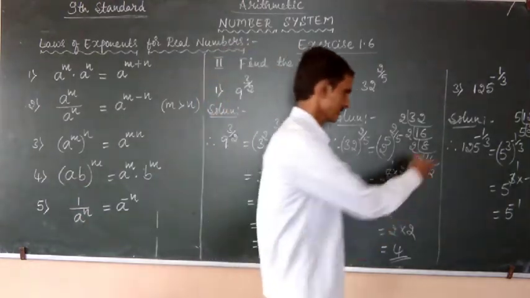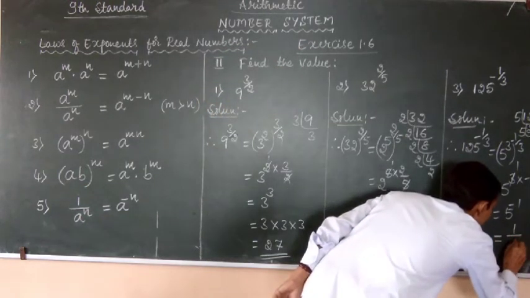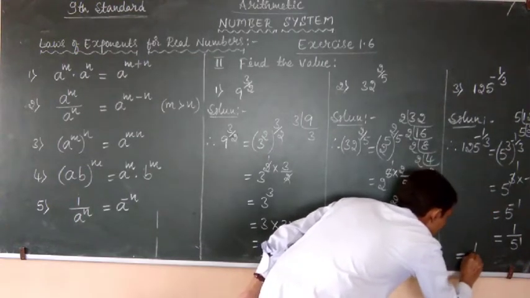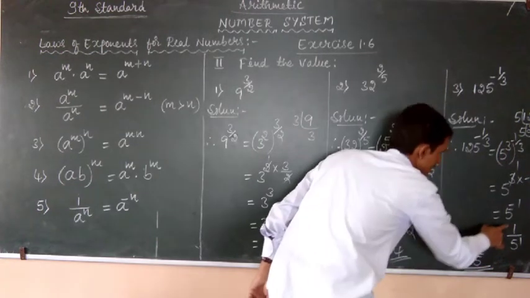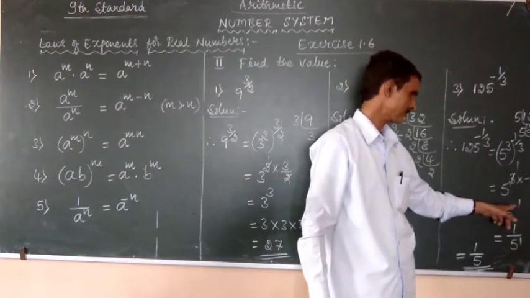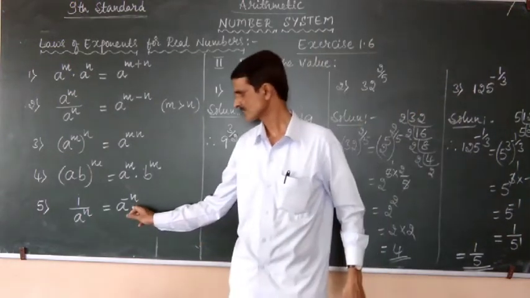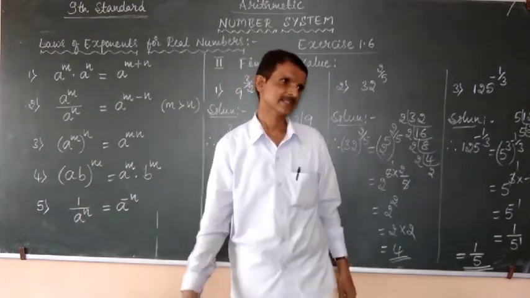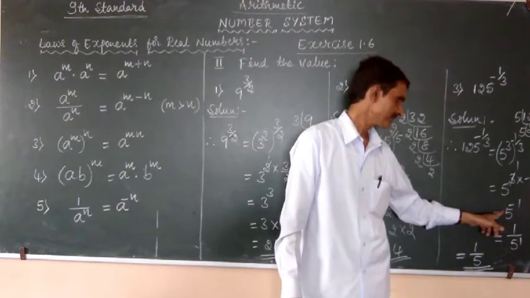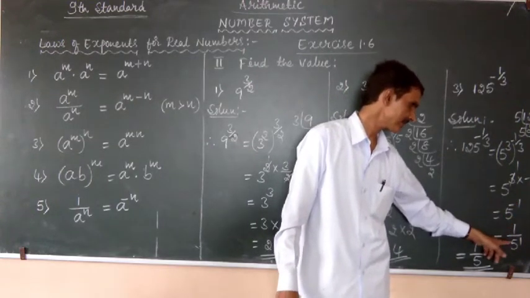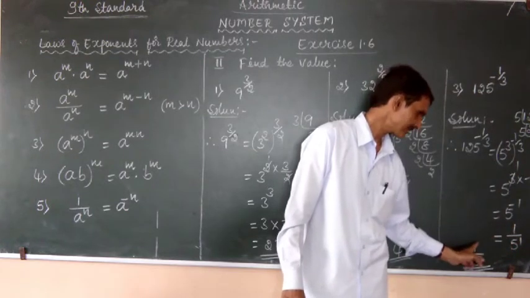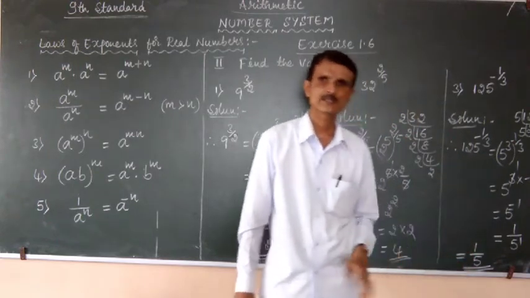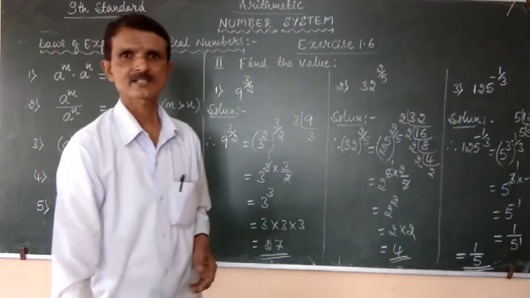It will become 1 by 5 to the power of 1, which equals 1 by 5. Here it is 5 to the power of minus 1. By using this last law, a to the power of minus n can be written as 1 by a to the power of n as a positive number. So this 5 to the power of minus 1 is written as 1 by 5 to the power of 1. Write the numerator as 5 into 1 is 5. So therefore the answer is 1 by 5. Now we shall see the next main.